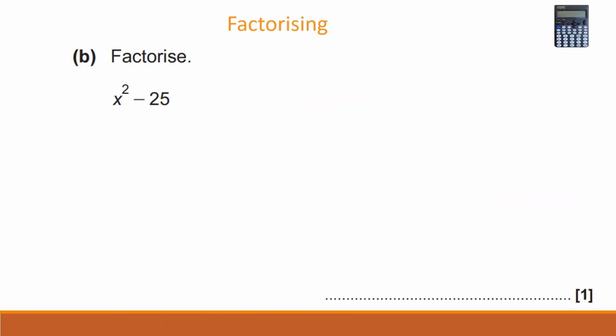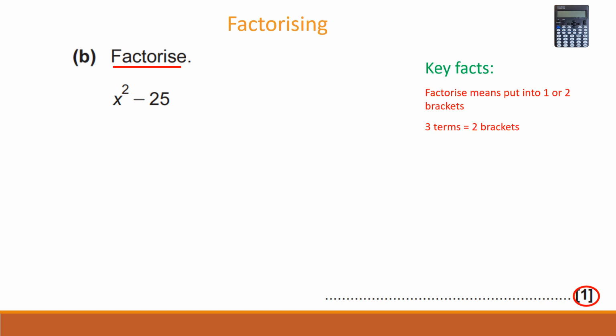This question is on factorising. The key word in the question is factorise. It is worth 1 mark. And the key facts you need to know to be able to answer this question are that the word factorise means put into 1 or 2 brackets. If you've got 3 terms, you'll be putting into 2 brackets. And if you've got 2 terms, you'll be putting into 1 or 2 brackets.